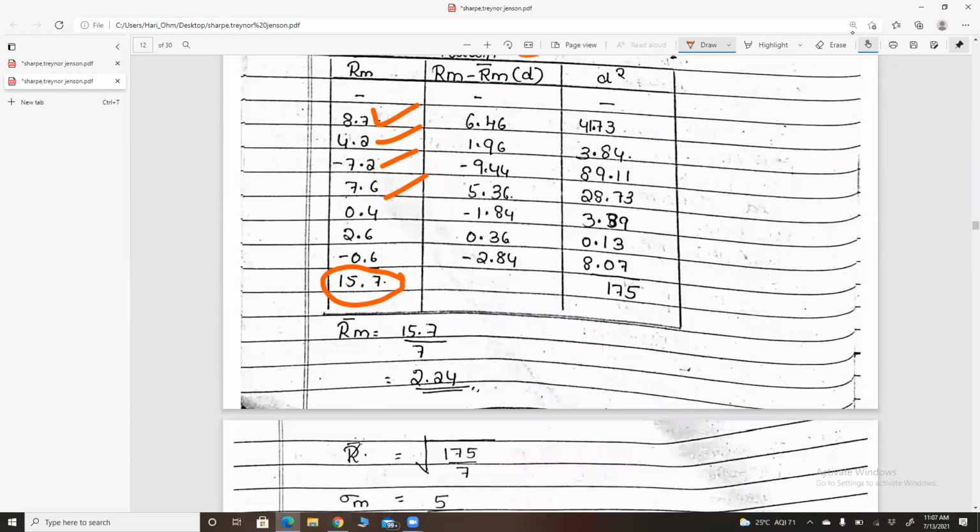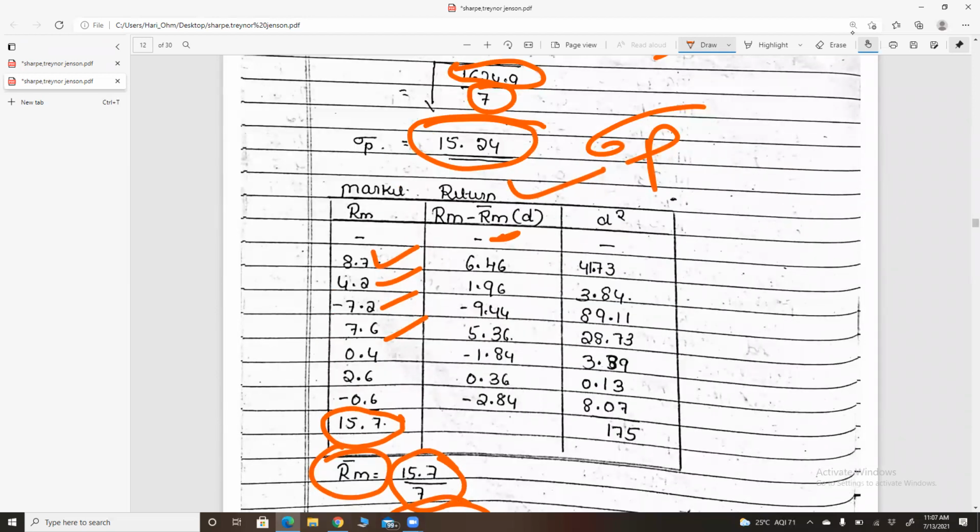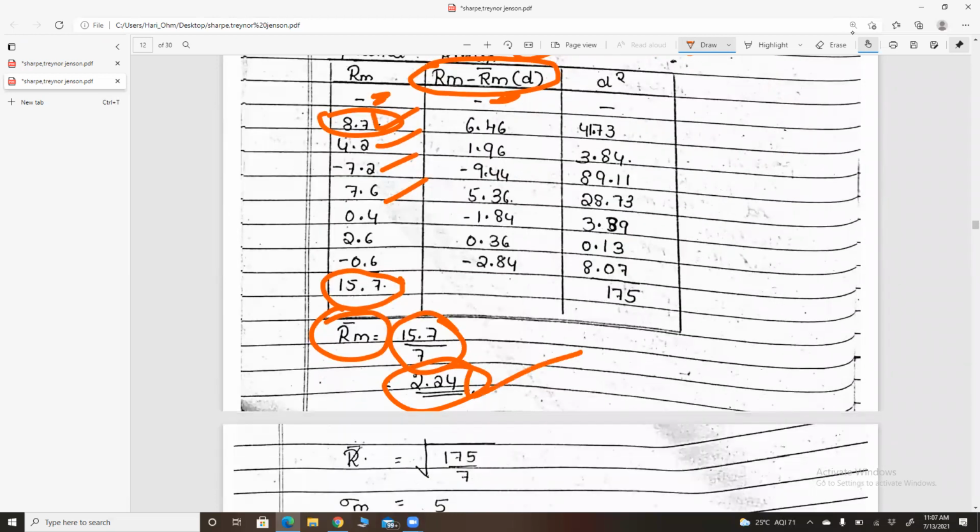15.7. Now you need to calculate R bar M. R bar M, that is 15.7 divided by 7, because first one is nil. Clear? So 2.24. Then, sorry, first one is nil. Then next, Rm minus R bar M is nothing but D, right? You need to calculate D. So for that, Rm minus R bar M you have to calculate. What about Rm? Rm is 8.7. R bar M is calculated, that is 2.24. So answer is 6.46. Clear?